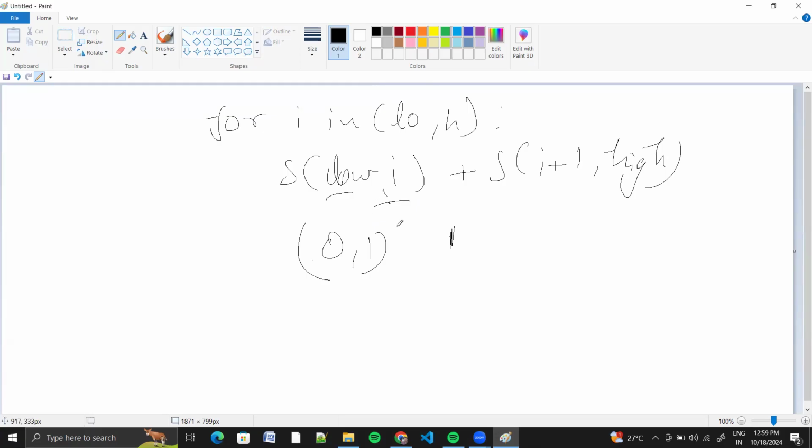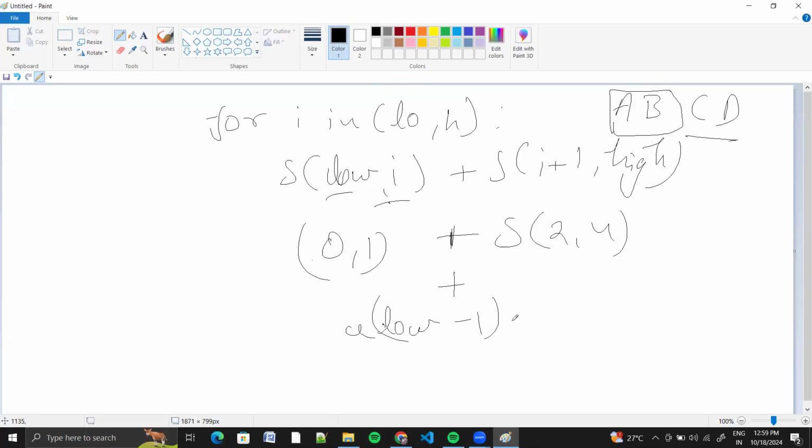Or we can say that basically now in ABCD we are trying to multiply these two, and the next loop will be trying to multiply CD. So that will be 2, 4. That's how we are going to plan it. And again the cost we are adding will be array of low minus 1 into array of i into array of high. So that's how we will do it. This is the concept, this is how we are doing it.